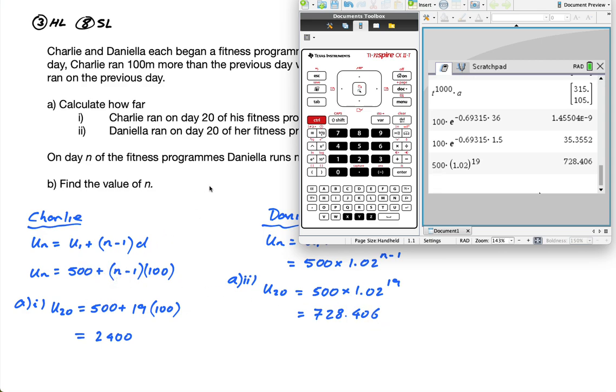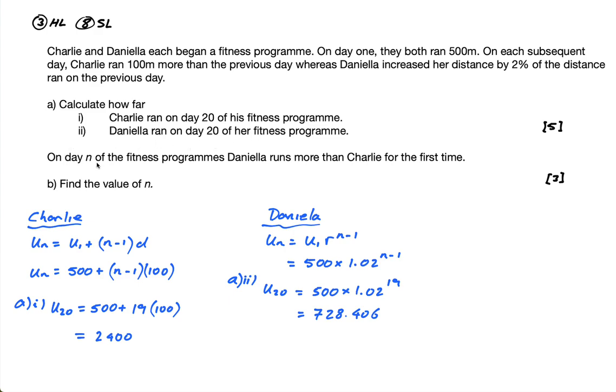But maybe, and this is coming to the next question, on day n of the fitness program, Daniela runs more than Charlie for the first time. She starts running a lot less. Well, they both start with 500, but she's increasing hers very, very slowly, whereas he's increasing his very quickly. He's adding on 100 each time, which seems like a lot. So it does make sense that he'd be a lot more after this much time. But it's a bit like the power of compound interest. She is going to suddenly run more than him.